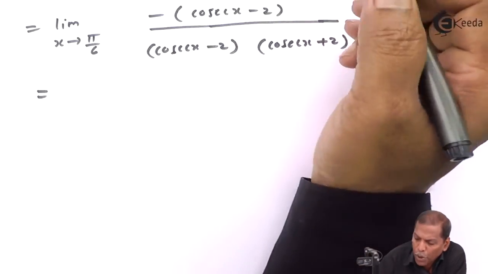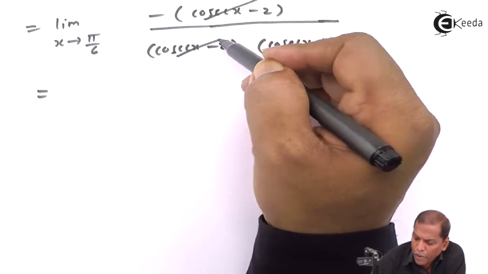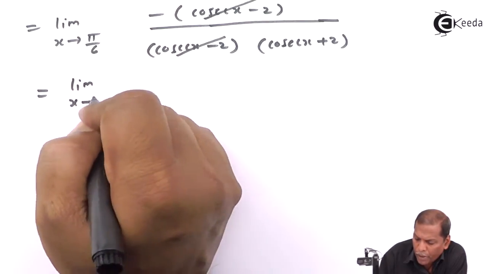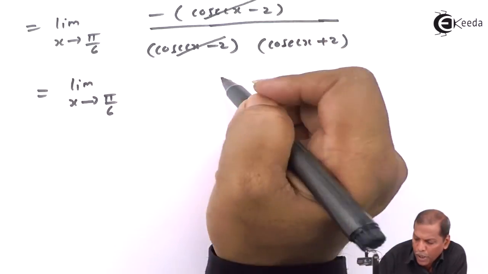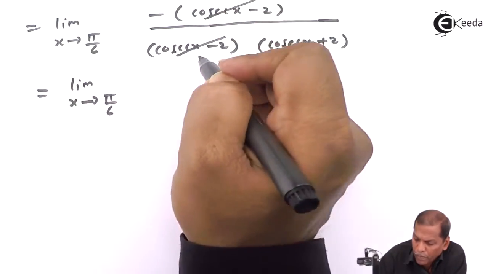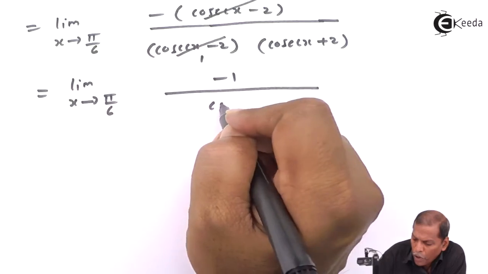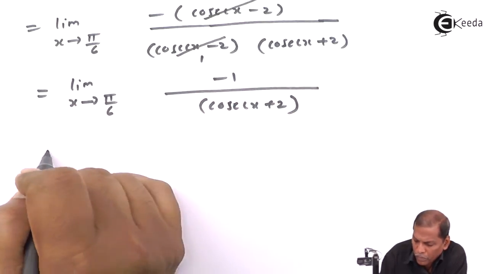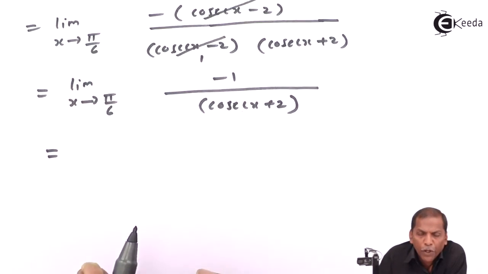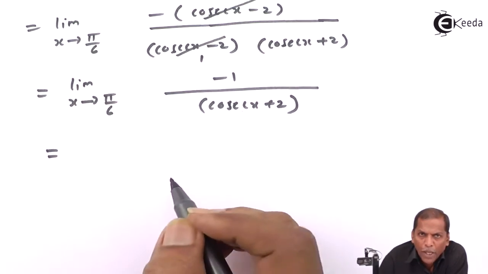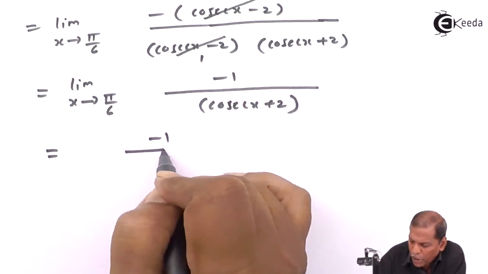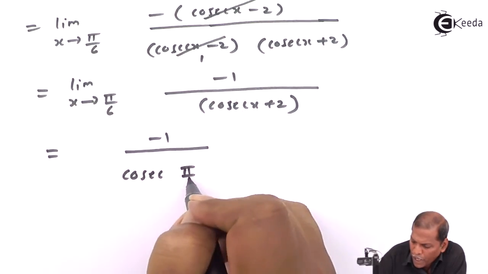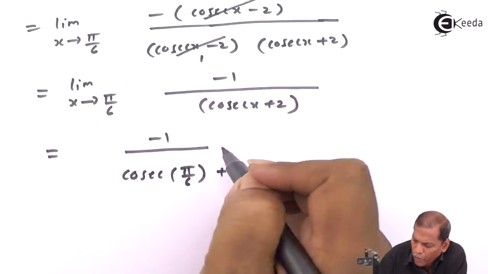Now we cancel cosec x minus 2 from numerator and denominator. So we are left with limit x tends to pi by 6, minus 1 upon (cosec x plus 2). Now we substitute the limit as x equal to pi by 6. So we get minus 1 upon (cosec pi by 6 plus 2).